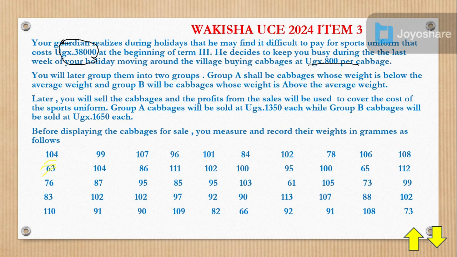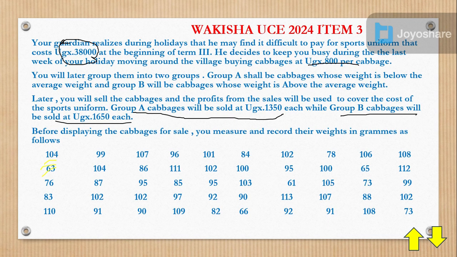Group A cabbages are sold at 1,350. Then Group B are sold at 1,650. Please take note of that. So here it means that we are selling two groups, Group A and Group B. But now the question remains, how many members are in Group A and how many members are in Group B? We need to get that.